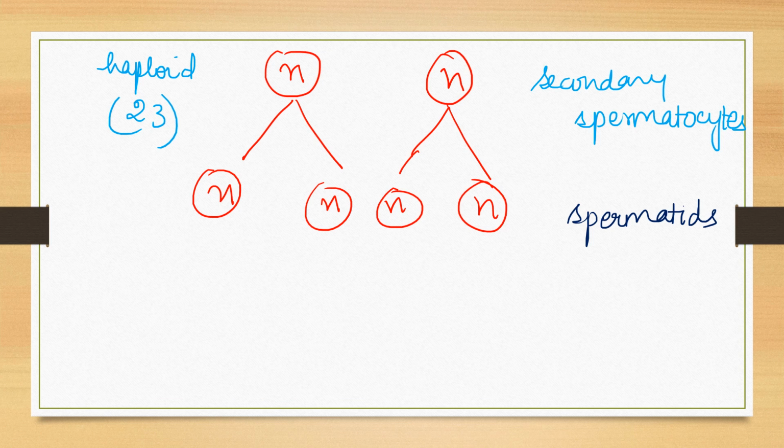These are spermatids. They are also formed by meiosis. Here, too, meiosis has taken place, and this is the second meiosis occurring in the process of spermatogenesis.